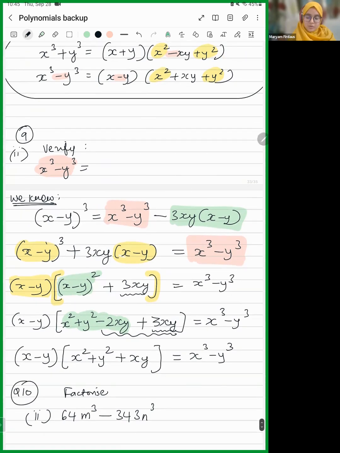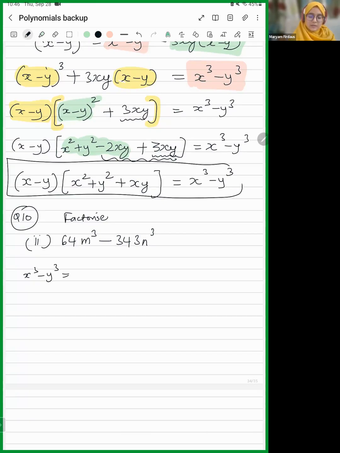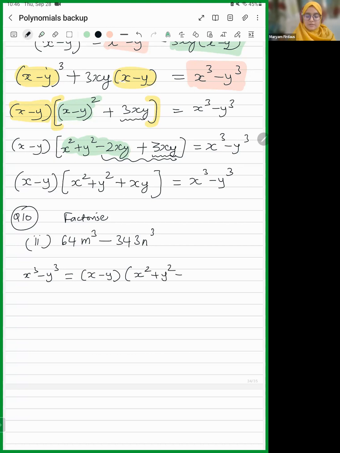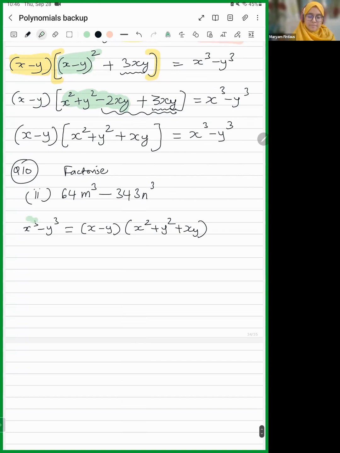So now we know that x cube minus y cube is equal to, if you want, you can take a look at this identity as well. X cube minus y cube is equal to x minus y into x square plus y square plus xy. So now here your x is 64m. No, it's not 64m. Your x cube is 64m cube. So you have to first find out what is your x and what is your y.